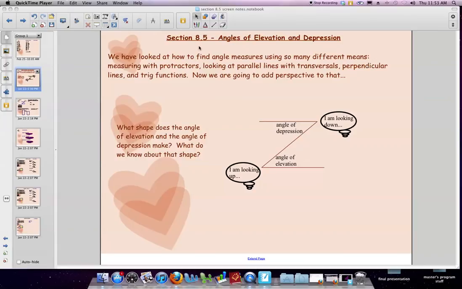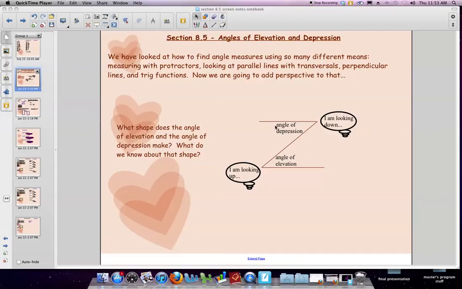This lesson is on section 8.5, angles of elevation and depression. For our last few sections, we've been talking about how to solve for missing values in right triangles. We've looked at the Pythagorean theorem, where if we know two sides, we can find the third. We've looked at special right triangles, so if we have a 30-60-90 triangle or a 45-45-90 triangle, and we know one side, we can find the other two using our ratios.